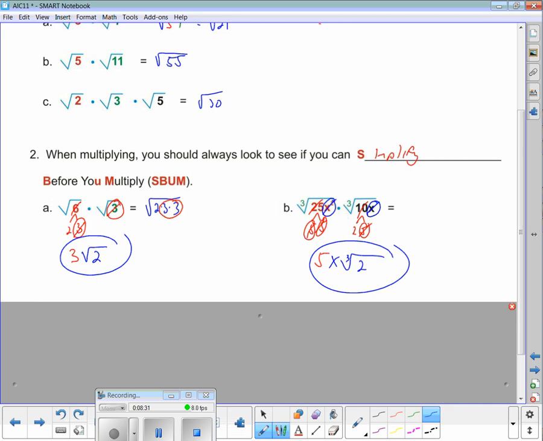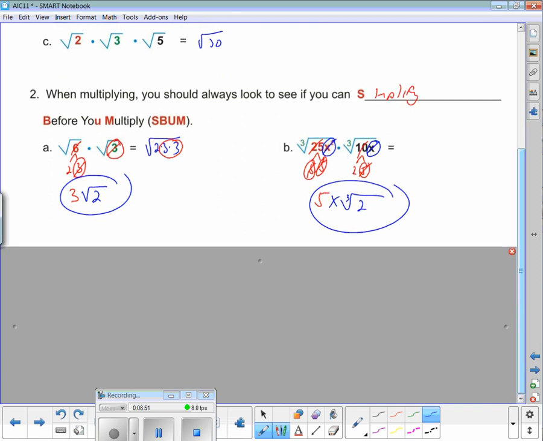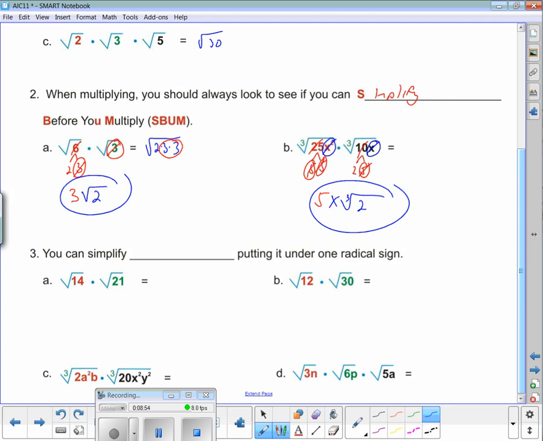Now, sometimes you have stuff left in that you end up multiplying as well, but you do it after you've done all your simplifying. Simplify before you multiply. Don't multiply everything out, then have to unmultiply to simplify. It makes no sense. It takes extra time and causes another probability of mistake, and you don't want that. All right, so what we just did is what I want to emphasize in 3. You can simplify before putting it under one radical sign.